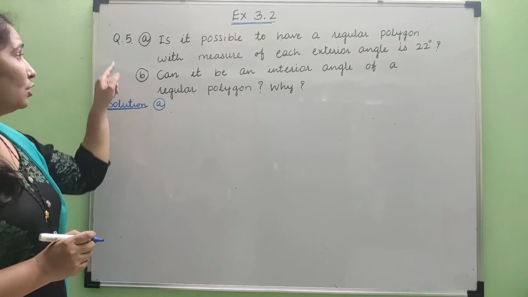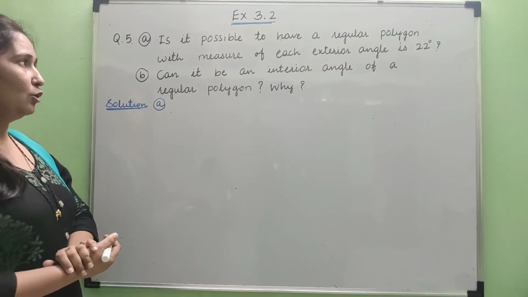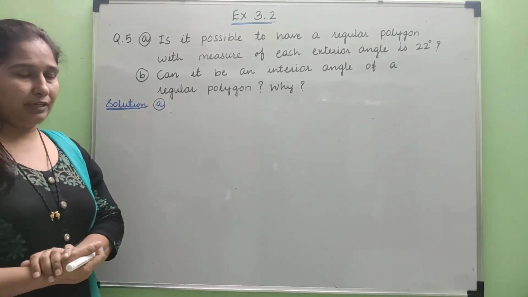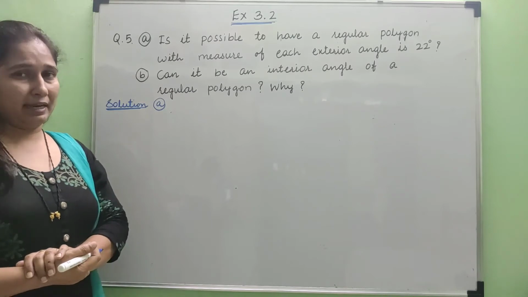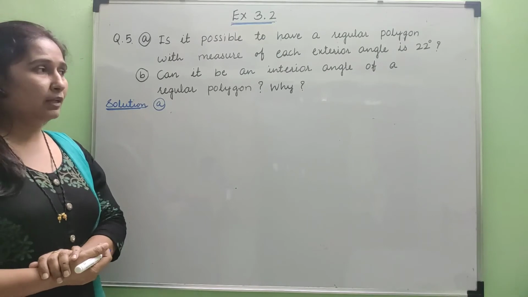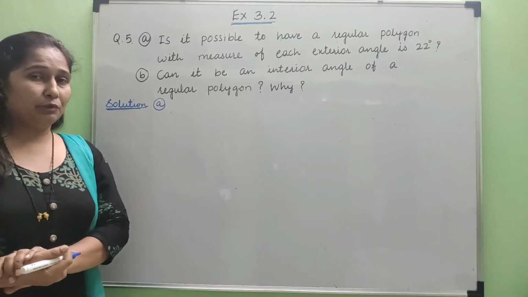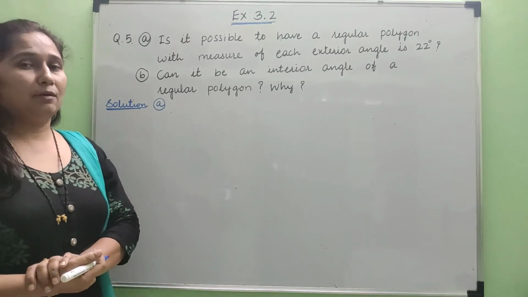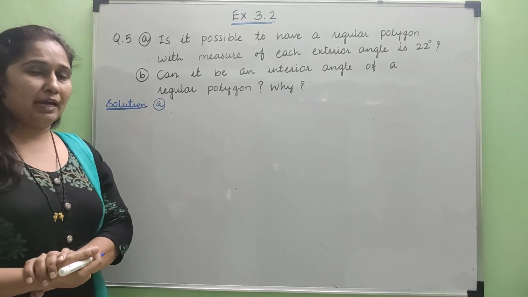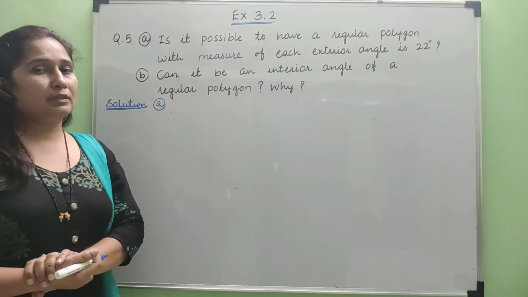Exercise 3.2, question 5a. Is it possible to have a regular polygon with the measure of each exterior angle 22 degrees? They have given here the measure of the exterior angle, and they are asking whether it can be a regular polygon. To decide whether it is a regular polygon or not, what you need to do? We need to find the number of sides. How to find the number of sides? Divide 360 by the measure of its exterior angle, then you will get the number of sides.